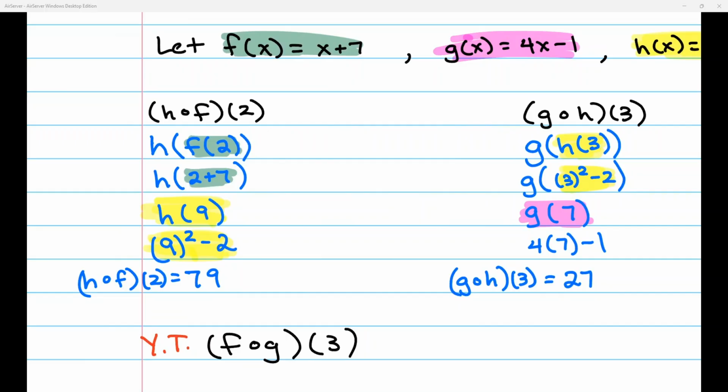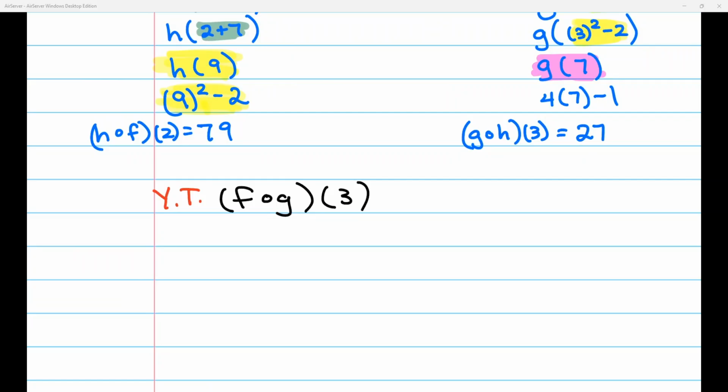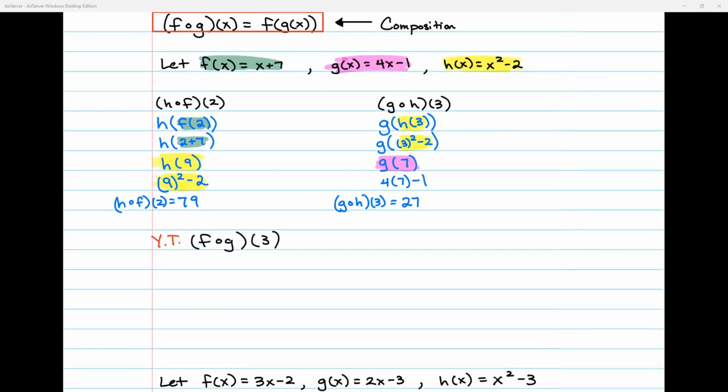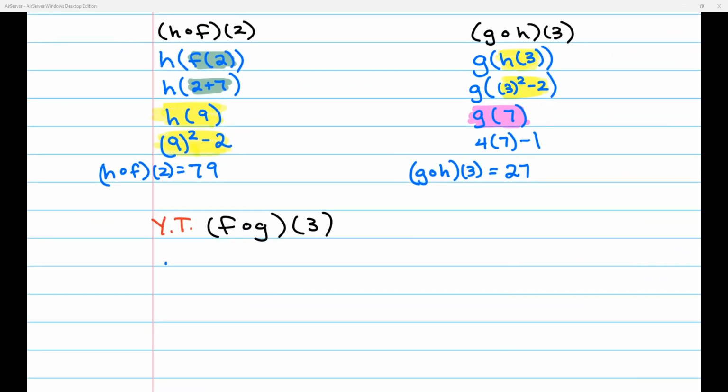Okay. All right, I want you to go ahead and try this one on your own. I know it looks like fog, but that doesn't say fog. That says F after G of 3. Okay. F after G of 3. Go ahead and press pause on the video and see what you get. I'm going to assume that you already did that. F after G of 3, what that really means is F of G of 3.